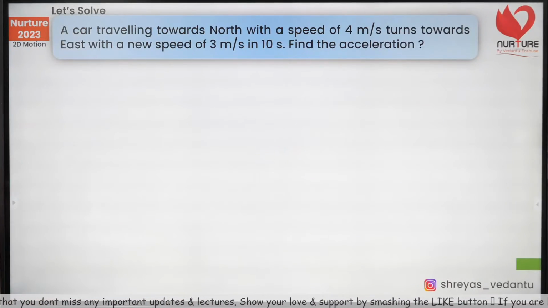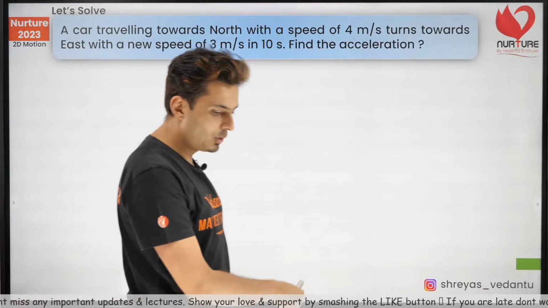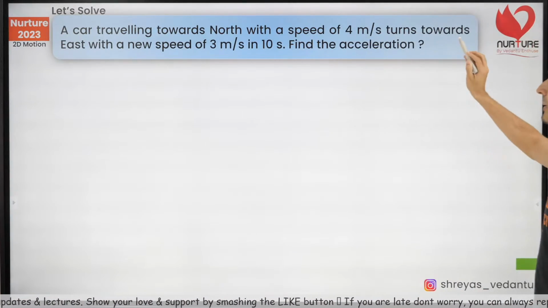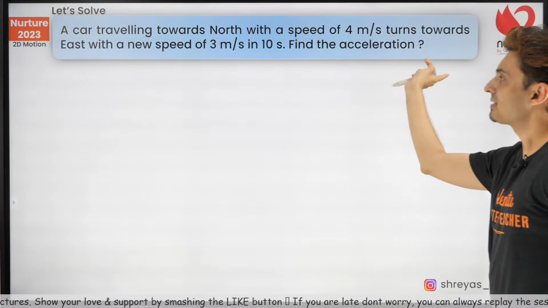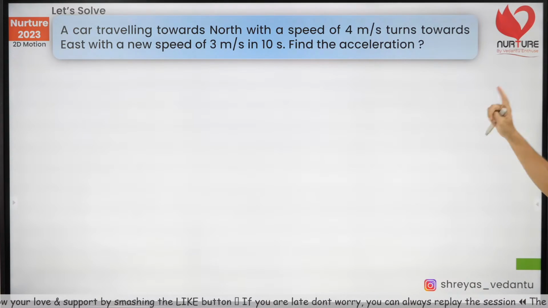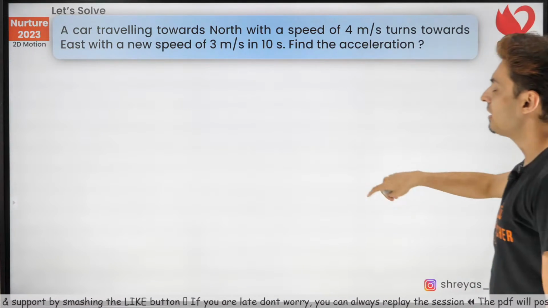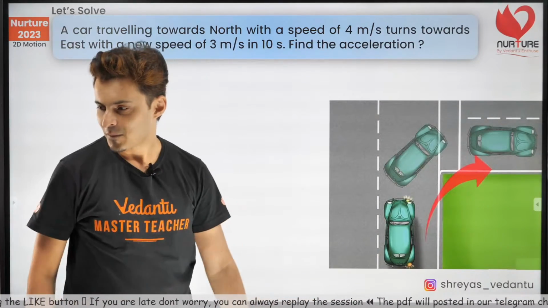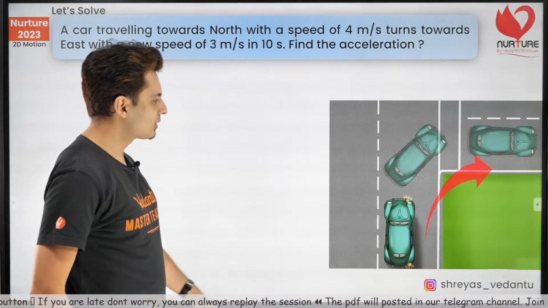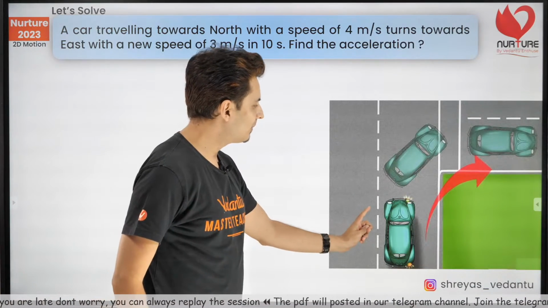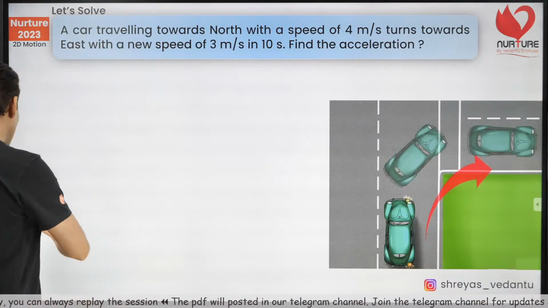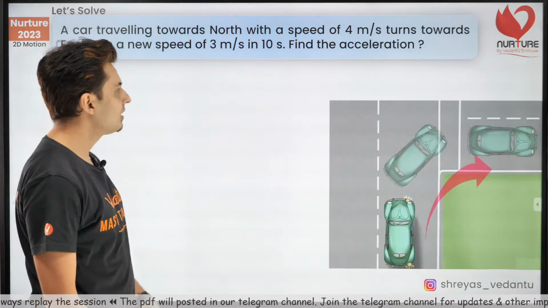Okay, so second quadrant is the answer. Let's look at this question. Beautiful question coming up on your screen. A car traveling towards north with a speed of 4 turns towards east with a speed of 3 in 10 seconds. Find the acceleration. Crazy question. Let's think how it looks. This is how it looks. The car was going towards the north. Beautiful diagram. I love this car. It looks like a beetle and it goes towards the right side. Acha. The question is find the acceleration.